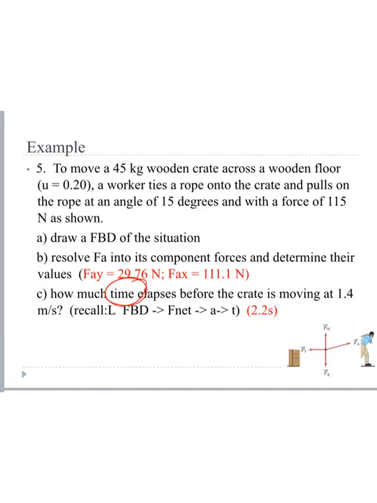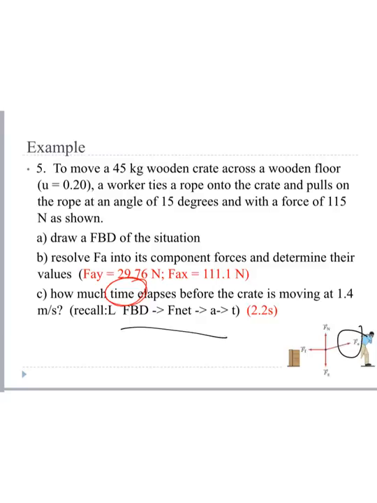Okay, so let's do a question. It says to move a 45 kilogram wooden crate across a wooden floor, with a coefficient of friction of 0.20, the worker ties a rope onto the crate and pulls it at an angle of 15 degrees with a force of 115 newtons. We have to draw a free body diagram. We're going to resolve this applied force into its components. And then once we have that, we can figure out the F net, and then we can calculate how much time has passed using a big 5.